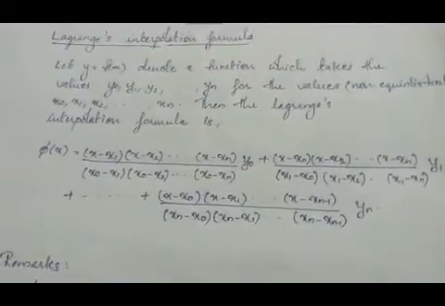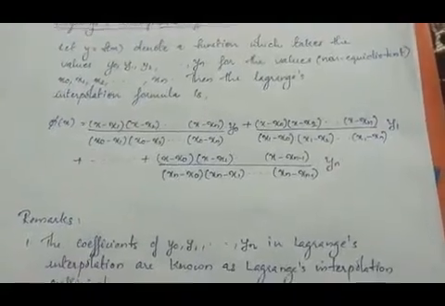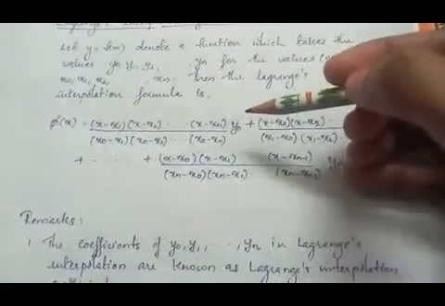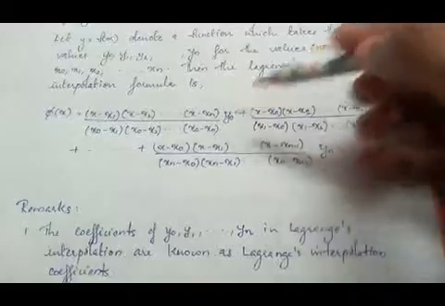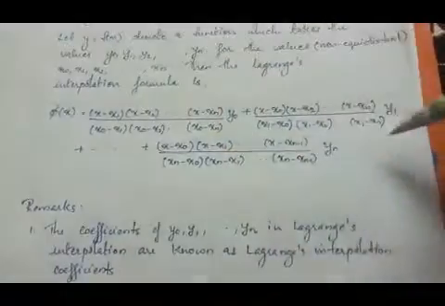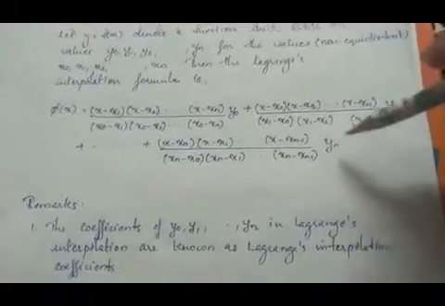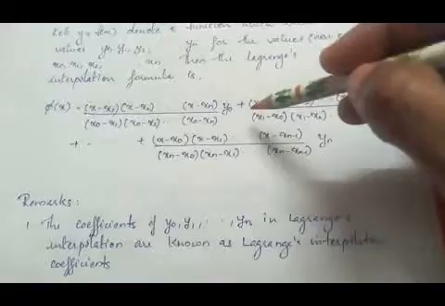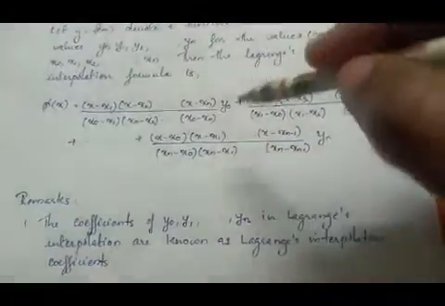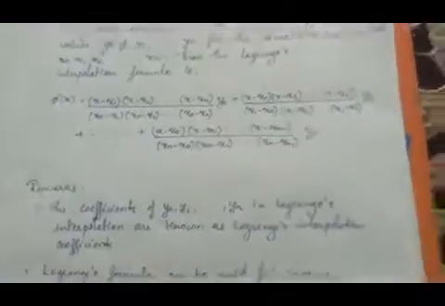Now the y0, y1, y2 etc. till yn, these are the coefficients. These coefficients are called Lagrange's interpolation coefficients. So in this equation, y0, y1, y2, etc. till yn are considered as the coefficients, and these coefficient values are called Lagrange's interpolation coefficients.